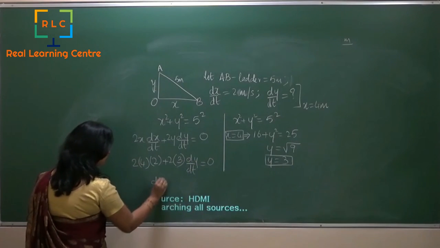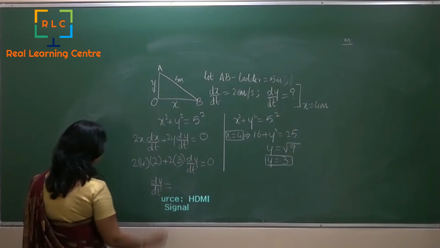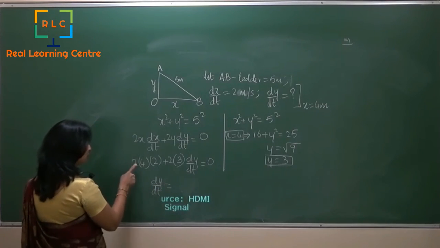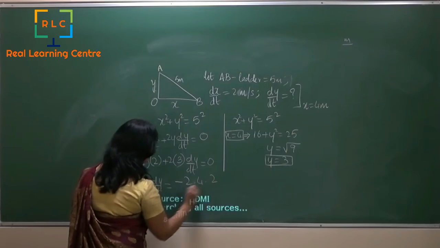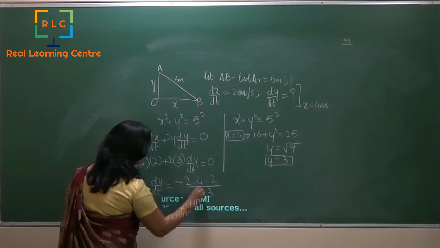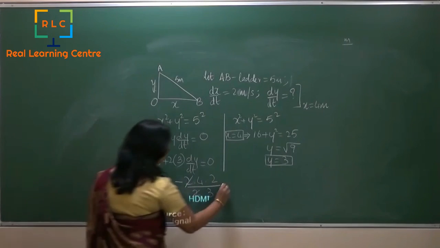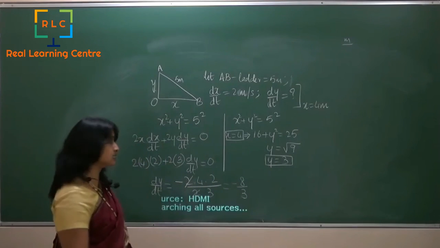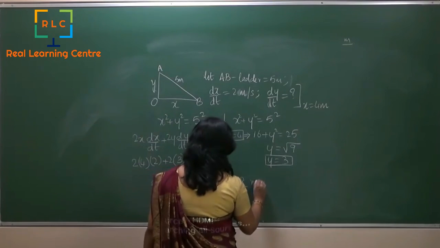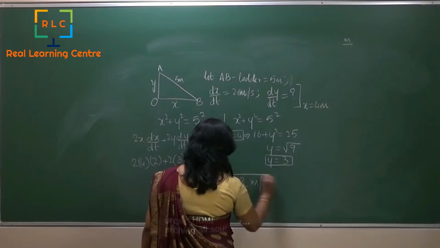So what is your dy by dt, that is, how is the height on the wall changing? dy by dt is equal to, I push on the other side, minus 2 into 4 into 2 divided by 2 into 3. The 2s get cancelled, and you end up getting minus 8 by 3. Minus indicates that it is decreasing. Minus 8 by 3 meter per second.